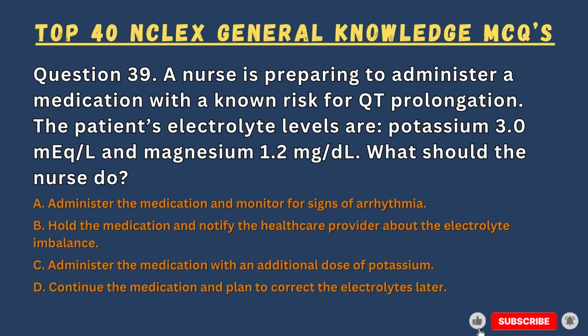Question 39. A nurse is preparing to administer a medication with a known risk for QT prolongation. The patient's electrolyte levels are potassium 3.0 milliequivalent per liter and magnesium 1.2 milligrams per deciliter. What should the nurse do? A. Administer the medication and monitor for signs of arrhythmia. B. Hold the medication and notify the healthcare provider about the electrolyte imbalance. C. Administer the medication with an additional dose of potassium. D. Continue the medication and plan to correct the electrolytes later.